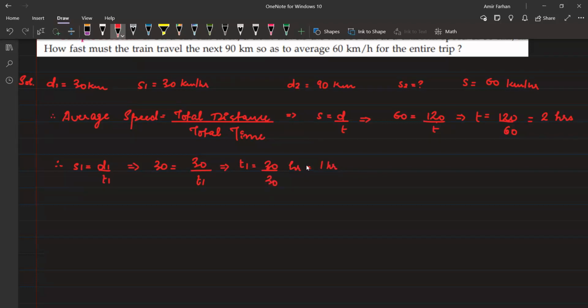Got it, everybody? Yes or no? If this is 1 hour, then the remaining time would be 2 minus 1, which is 1 hour. Okay. So total time is T.